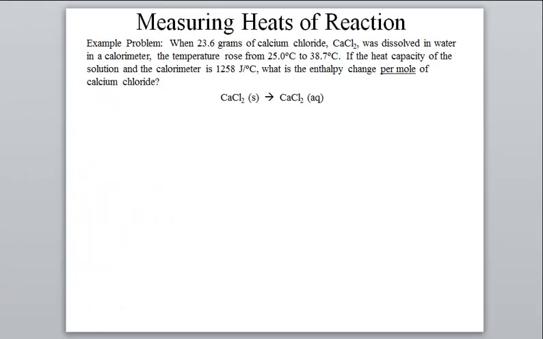Here we have an embedded practice problem. Go ahead and pause the video, read the problem, unpause the video, and let's make sure we're going down the same path. So when we read the problem, what are we solving for? We're trying to get the enthalpy change, the delta H, how much energy per mole?